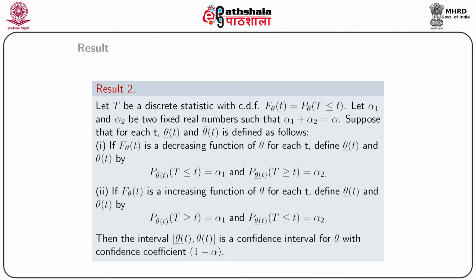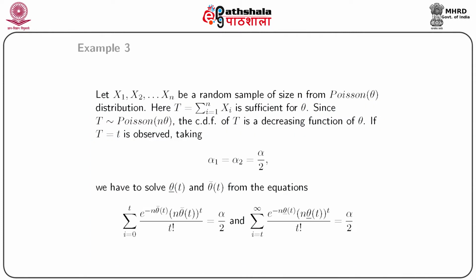If f_θ(t) is an increasing function of θ for each t, then we define θ lower bar(t) and θ upper bar(t) by P under θ upper bar(t) of capital T greater than or equal to small t equals α1, and P under θ lower bar(t) of capital T less than or equal to small t equals α2. Then the interval θ lower bar(t) to θ upper bar(t) is a confidence interval for θ with confidence coefficient 1 minus α. We consider the following example.